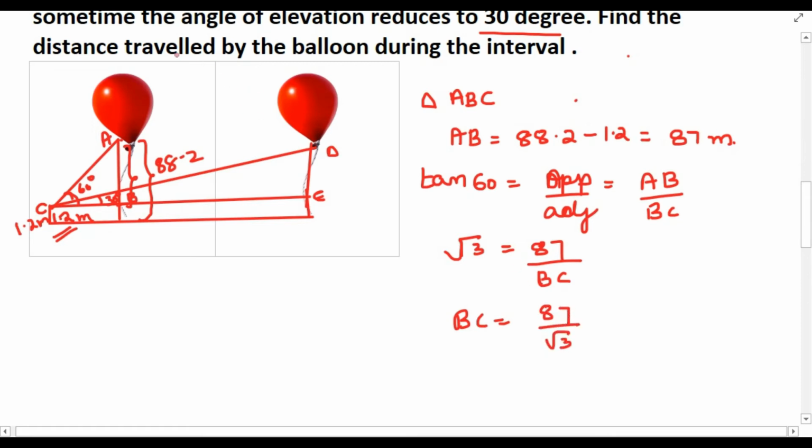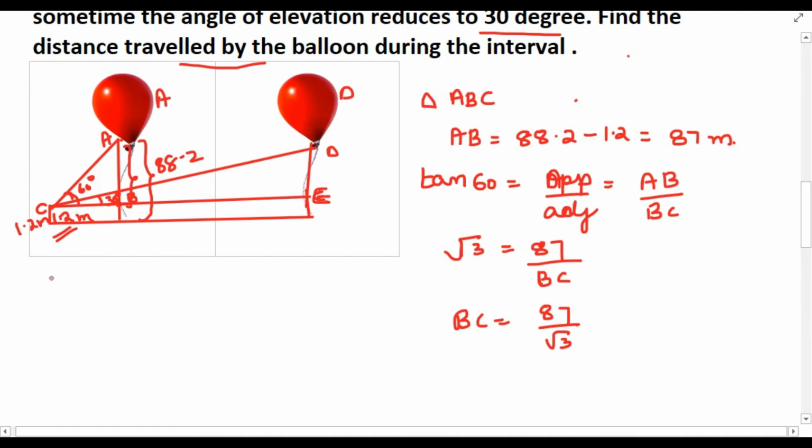We need to find the distance travelled by the balloon. First the balloon was at point A. Now the balloon is at point D. So we need to find out this distance BE. We need to find out the distance travelled by the balloon during this interval.